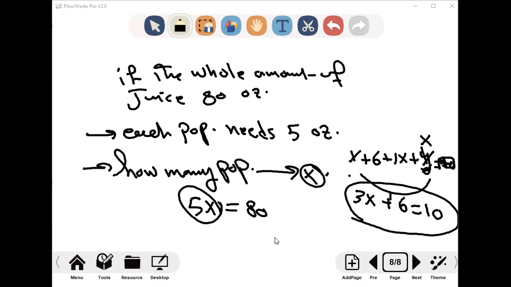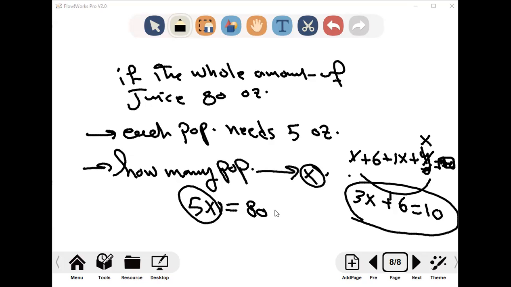We took the like terms. Like terms means same variable and same exponent, right? If you have x and 3x and 7x, all of them one variable, so you can combine them to be one pair. But if you have 3x and 5y, you cannot say 8xy. You cannot add them because they are unlike terms. Again and again, if you have one equation and two variables, you cannot solve them.